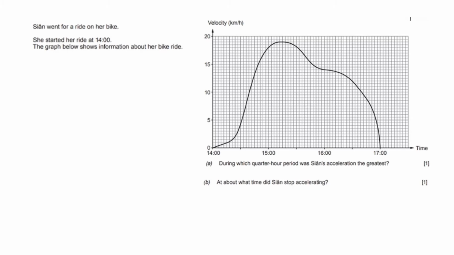So now we've got a second question, and Sian went for a ride on her bike. She started her ride at 1400, and the graph below shows some information about her bike ride. Question A, during which quarter-hour period was Sian's acceleration the greatest? So what we're looking for here is during which quarter-hour period is the gradient of the graph steepest? So if we split this down here into quarter hours, we can see it's going to be somewhere along here.